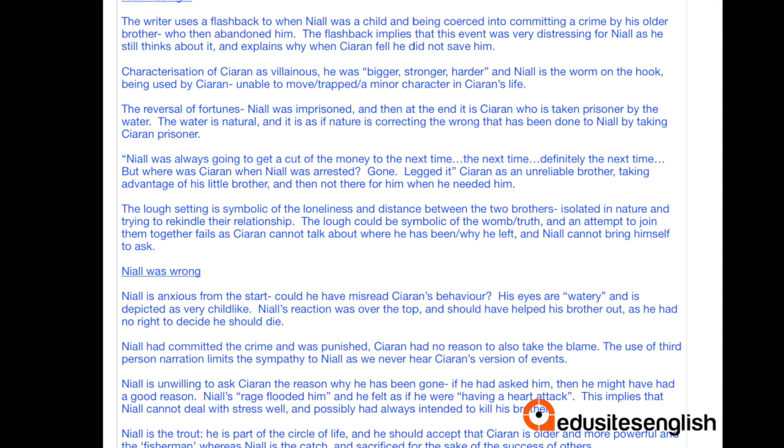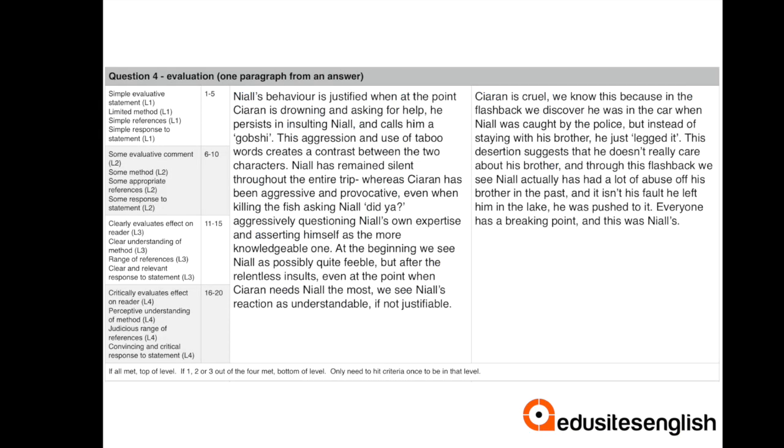You've got the description of Niall, "rage flooded him", that metaphor and the method of the metaphor. And then you've got the symbolism. So Niall is the trout, part of the circle of life. He should accept that this is his place in the world, and thinking about it from a symbolic point of view. So here are 2 responses.